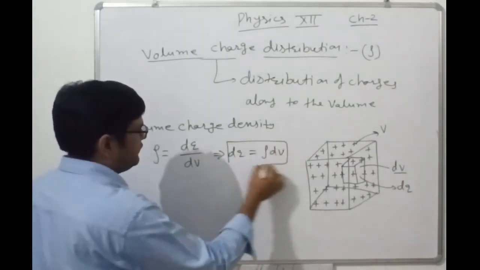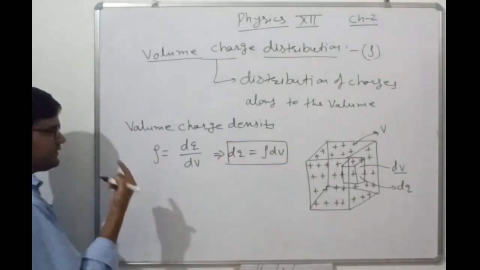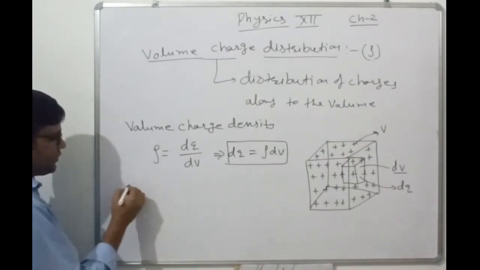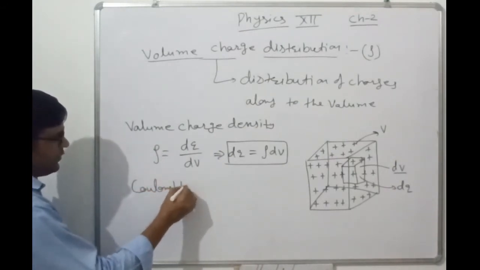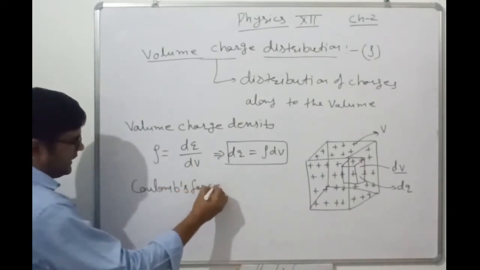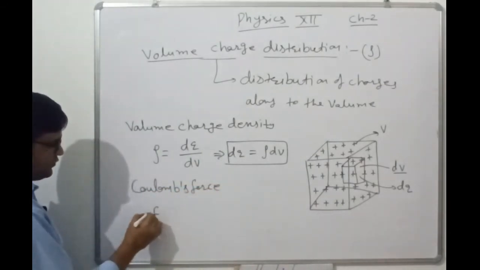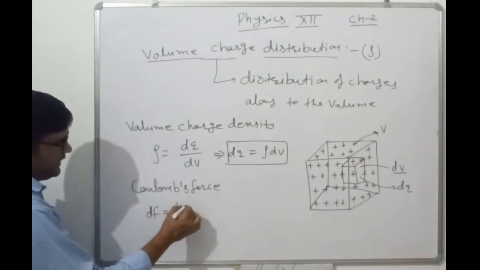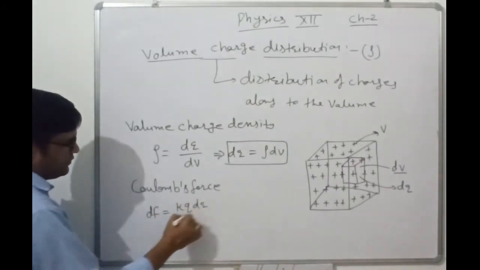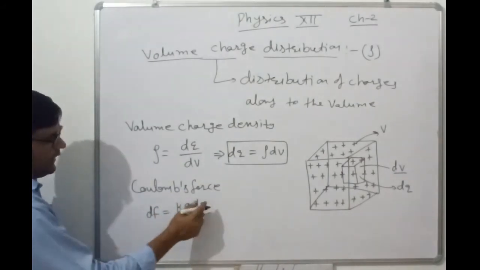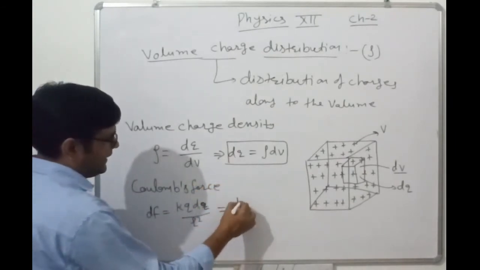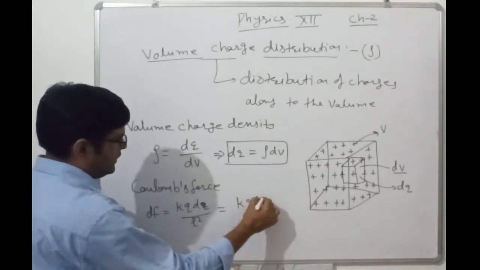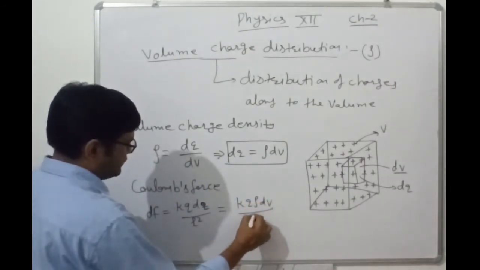Now again we are considering the same formulation in terms of Coulomb's force. In terms of Coulomb's force, the formulation is dF equals k q dq upon r square. Now the value of dq is put in here, and we get k q rho dv upon r square.